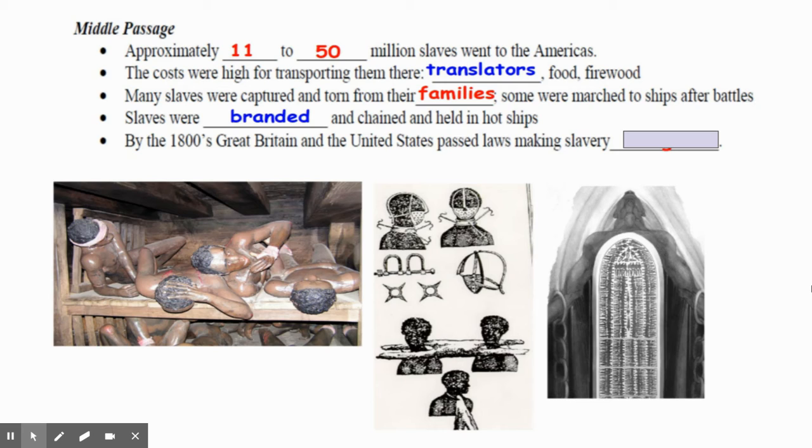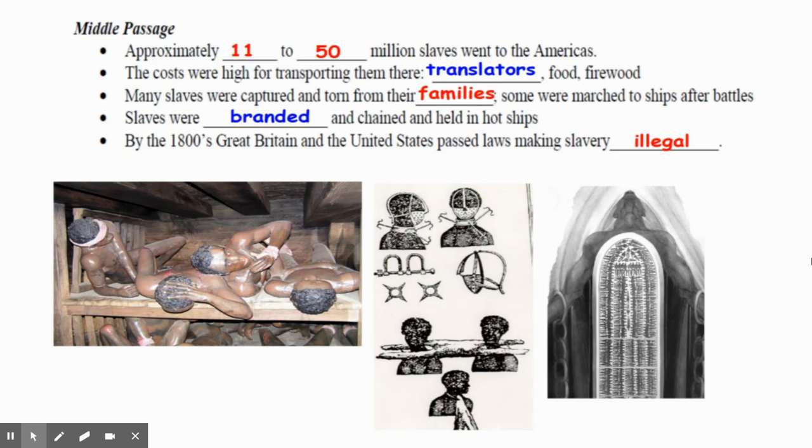By the 1800s, this would probably be the time, obviously, after our American independence, Great Britain and the US did pass laws making slavery illegal. When you talk about the United States, the importation of slaves was actually forbidden after the year 1808 as part of a compromise for getting the US Constitution passed. But it didn't necessarily stop the practice of slavery. We're going to have to fight a civil war to make that happen.